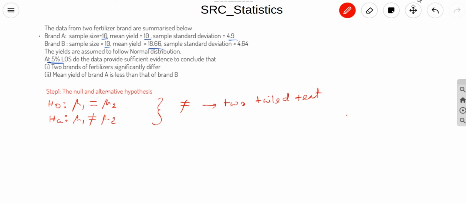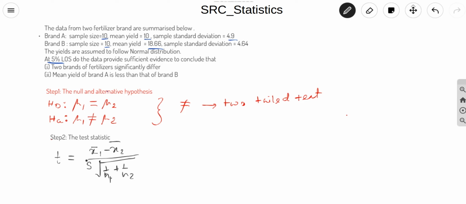Now step 2 is finding the value of the test statistic. The formula for the test statistic is t equal to x1 bar minus x2 bar divided by s times the square root of 1 by n1 plus 1 by n2. x1 bar and x2 bar are given, these are the sample means. n1 and n2 are also given, these are the sample sizes, 10 and 10.